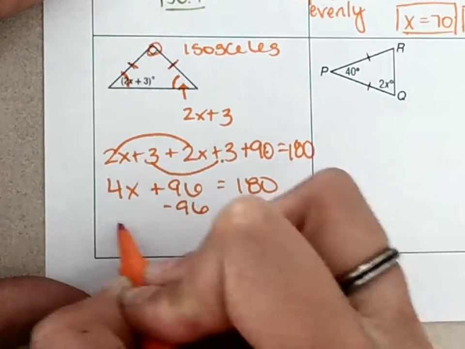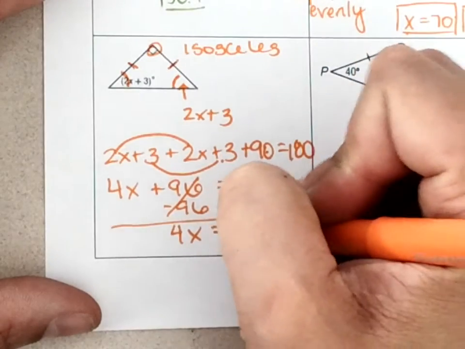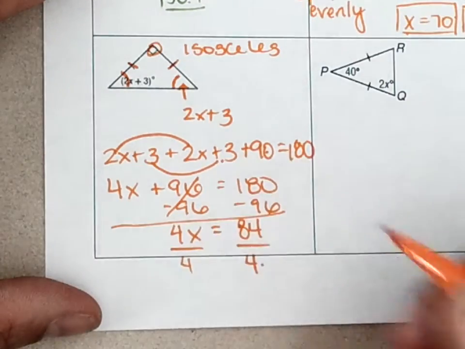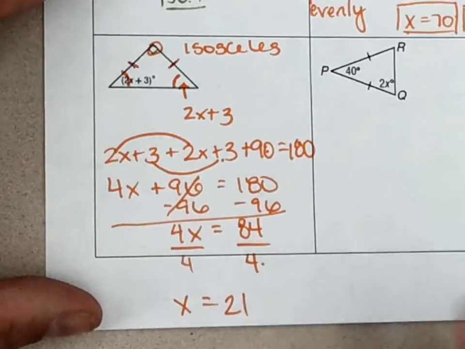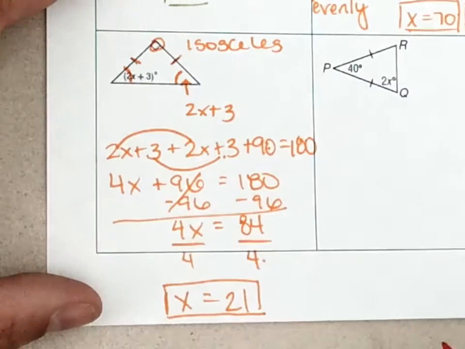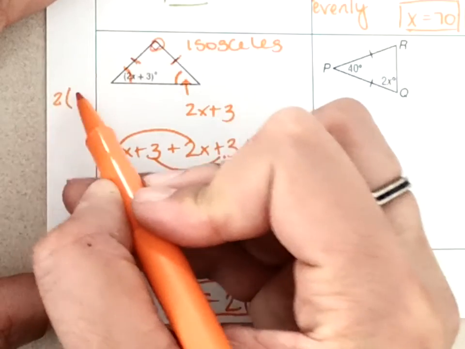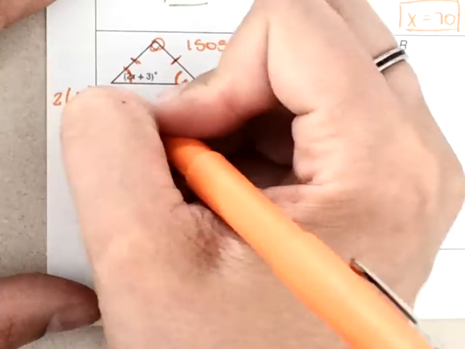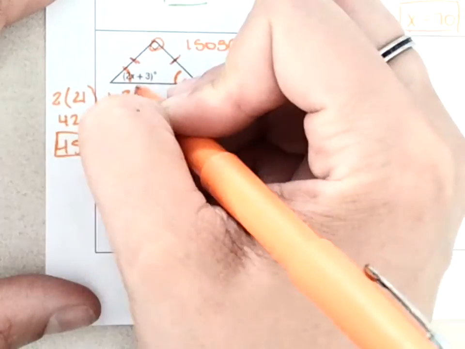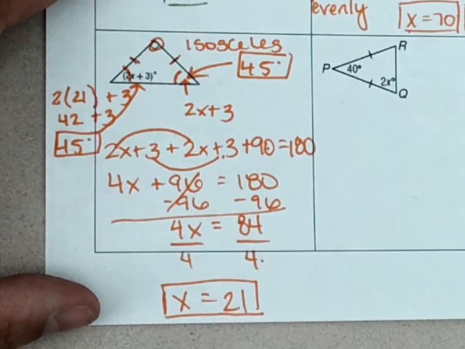Subtract 96, and we are left with 4x equals 84. Divide 84 by 4, that goes into 8 two times, so x equals 21. So we know that x equals 21, but what do these base angles equal? To figure that out, we're going to plug 21 back in. So if we took 2 times 21 plus 3, that would give us 42 plus 3, which is 45 degrees. So we know that this angle is 45 degrees and this angle is also 45 degrees because it's an isosceles triangle.